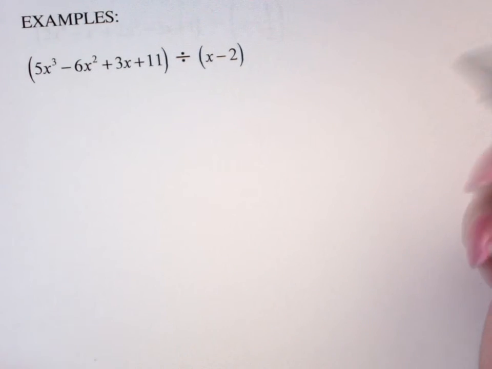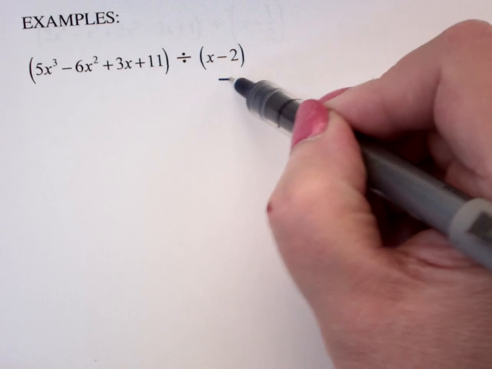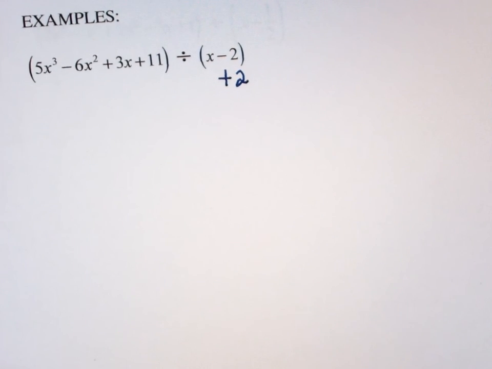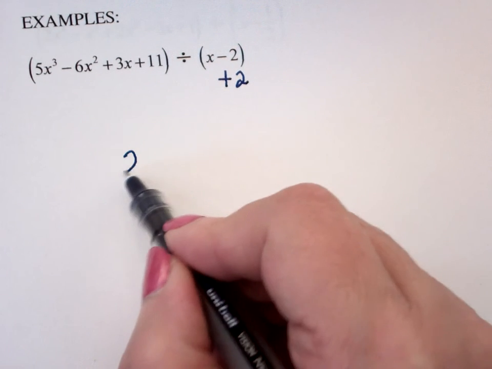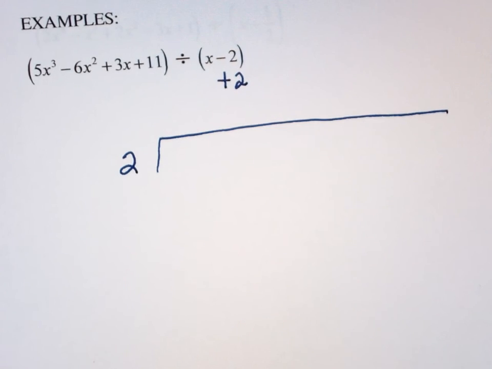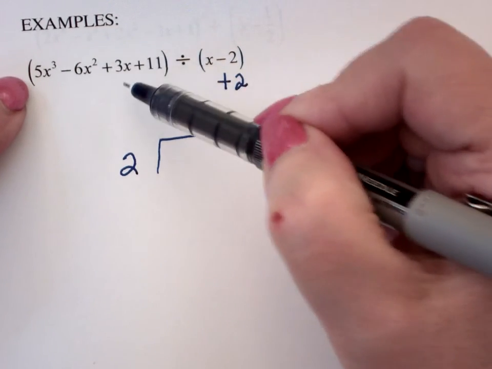Okay, synthetic division. The first thing I notice is that this is a -2. That means I'm going to be dividing by a +2, so I add instead of subtract. So 2. Now I look at the coefficients. I have x cubed, x squared, x, and 11.